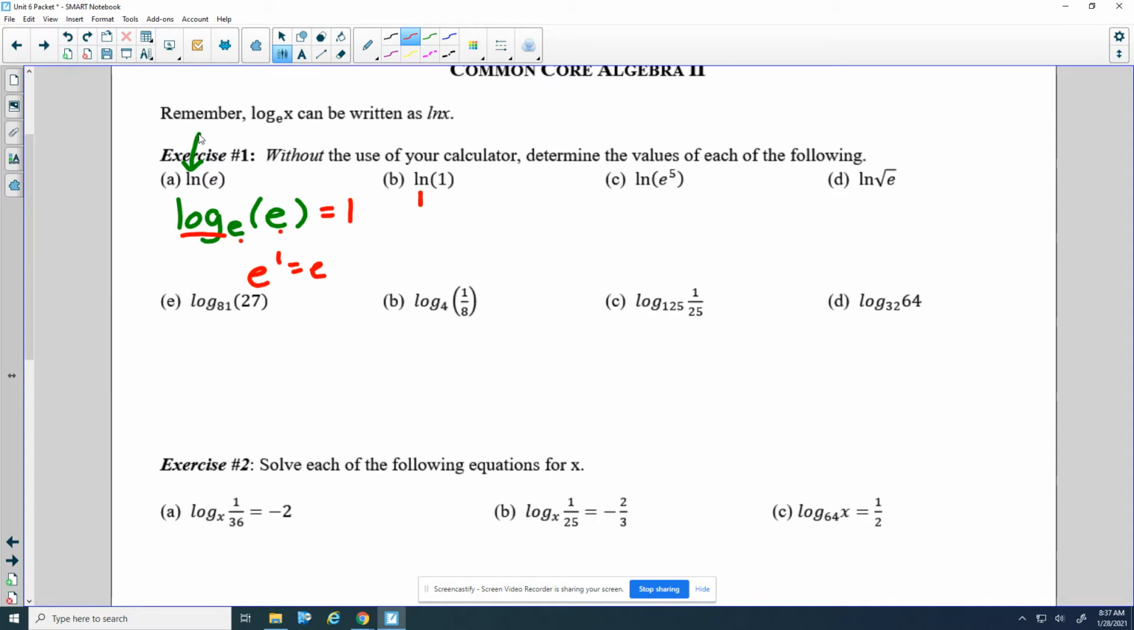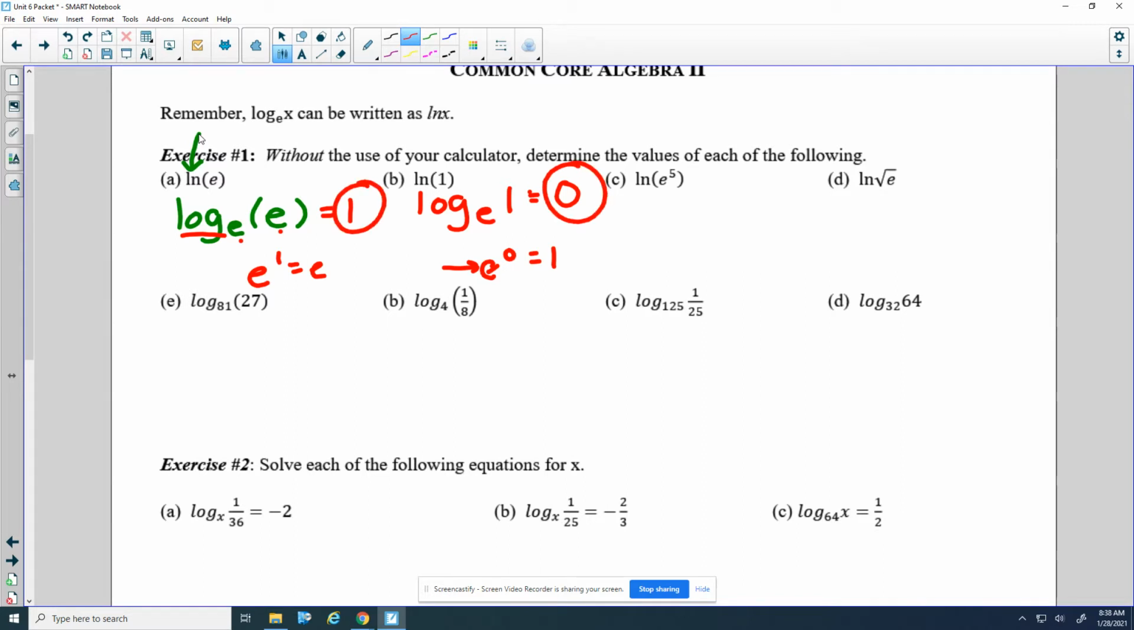The next one, what exponent for e gives me 1? So we know that the exponent that always gives us 1 is 0, right? And that is because e to the 0 equals 1. Remember, this second line I'm writing is just kind of a check. This is my actual answer. Okay, so these two are my answers.